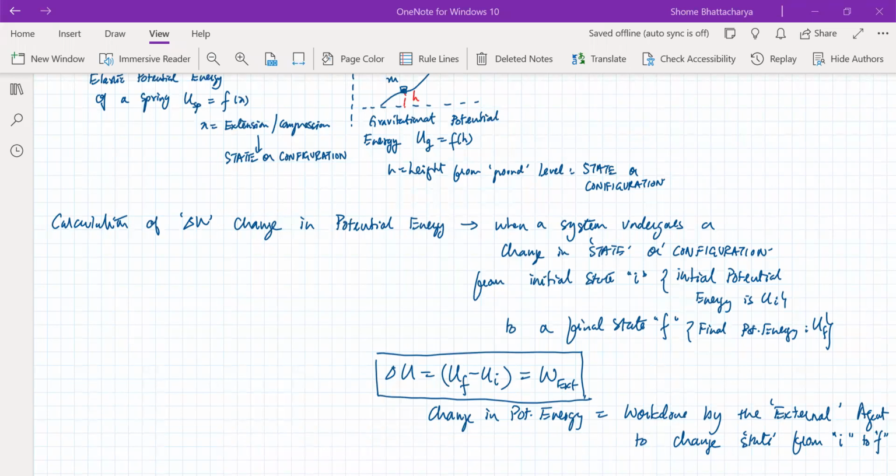Yeah, so just write down what I've written, that delta U is equal to the work done by the external agent. That means whenever some system's configuration is being changed from some initial state to some final state, in the process, the work done by the external agent is equal to the change in potential energy. And so that's why I've written that delta U is equal to W external. Understood, no? Yes, sir. Okay.